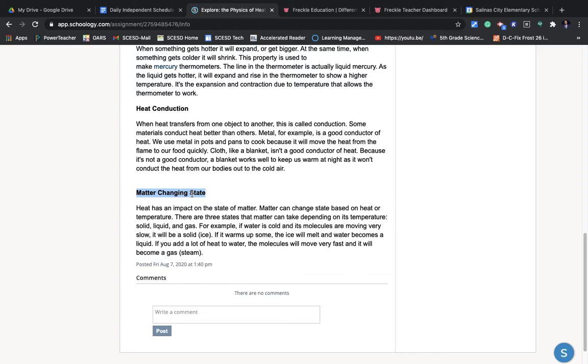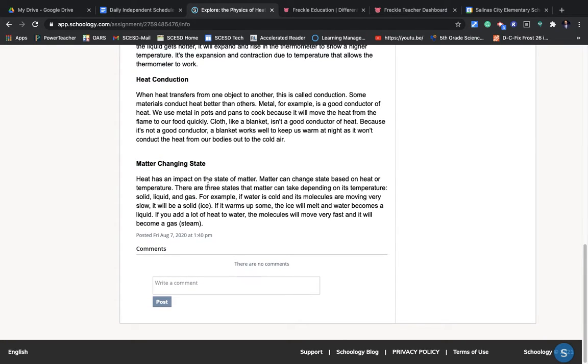Matter changing state. Heat has an impact on the state of matter. Matter can change state based on heat or temperature. There are 3 states that matter can take depending on its temperature: solid, liquid, and gas. For example, if water is cold and its molecules are moving very slow, it will be a solid ice. If it warms up some, the ice will melt and water becomes a liquid. If you add a lot of heat to water, the molecules will move very fast and it will become a gas or steam.